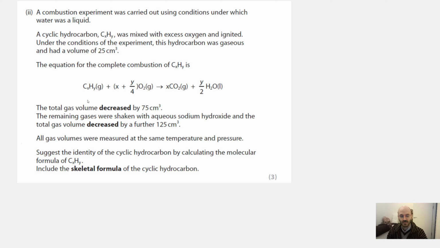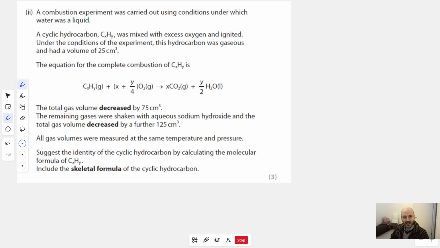This question is very challenging. If you're not sharp on these calculations of volumes of gases, have a look at the playlist and the first questions. Let's get on with this one.